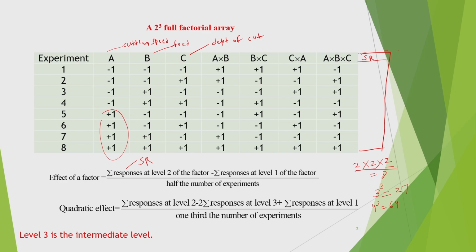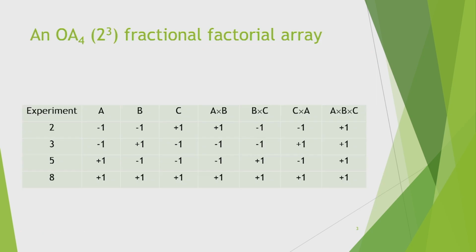And if we want to find out the quadratic effect, then suppose a middle level is there, that is level 3, midway, an intermediate level. Then we have the formula: sigma response at level 2 minus 2 sigma response at level 3 plus sigma response at level 1, divided by 1/3 the number of experiments. So this will indicate whether there is any quadratic effect or whether it is only linear. So that's what we will be doing.